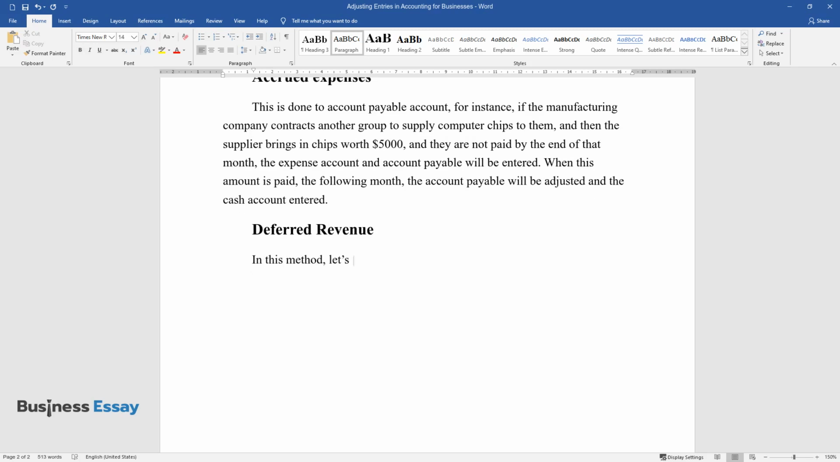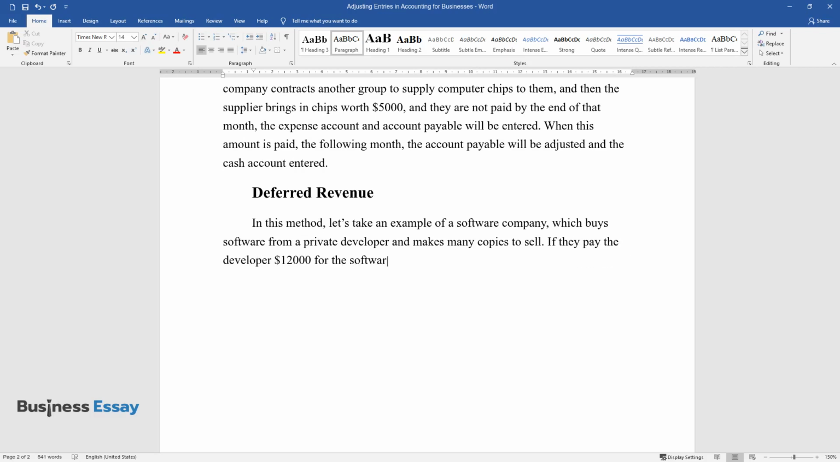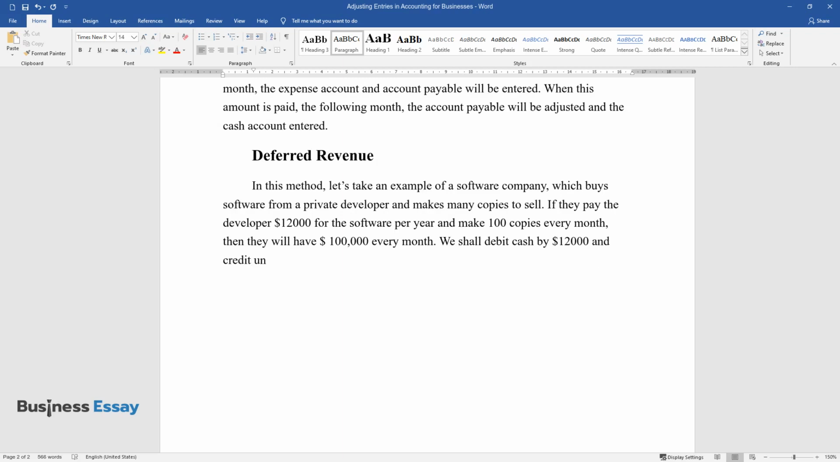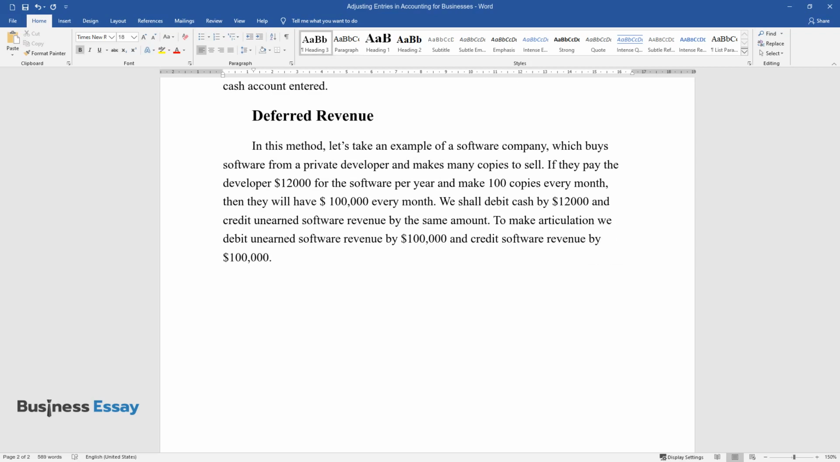Deferred revenue. In this method, let's take an example of a software company, which buys software from a private developer and makes many copies to sell. If they pay the developer $12,000 for the software per year and make 100 copies every month, then they will have $100,000 every month. We shall debit cash by $12,000 and credit unearned software revenue by the same amount. To make articulation, we debit unearned software revenue by $100,000 and credit software revenue by $100,000.